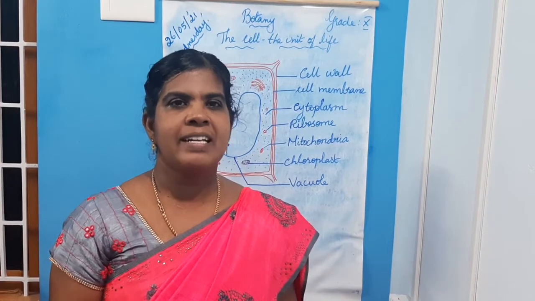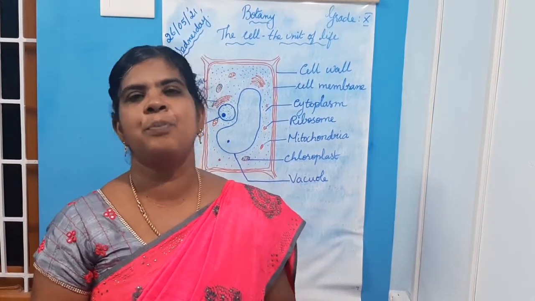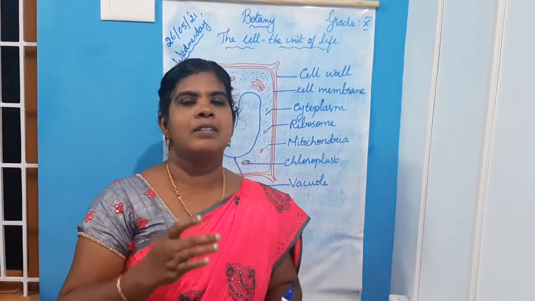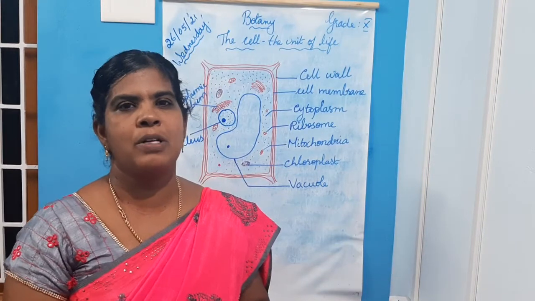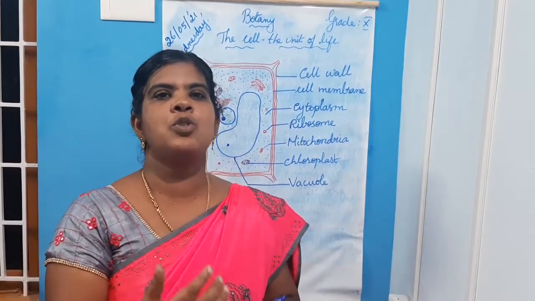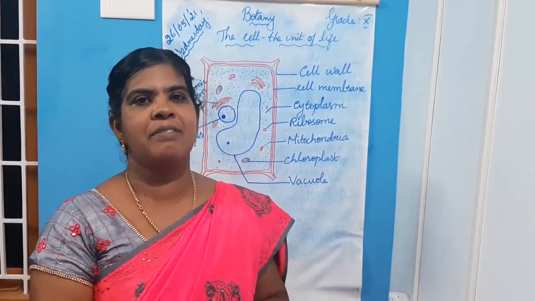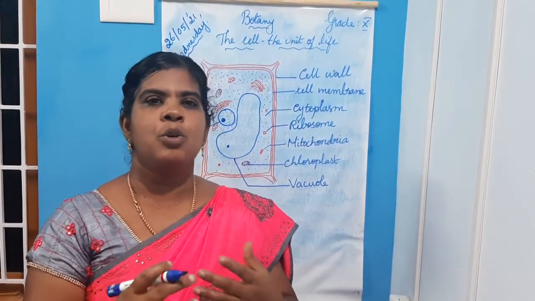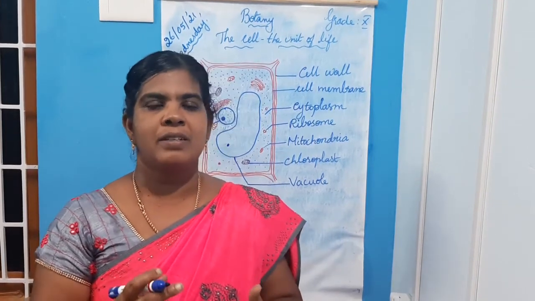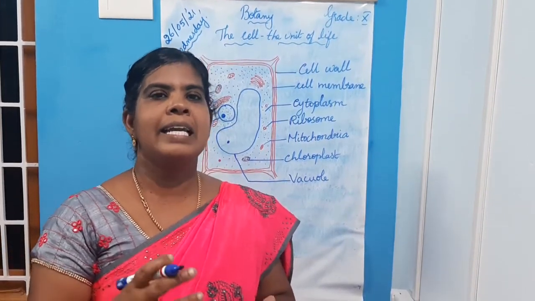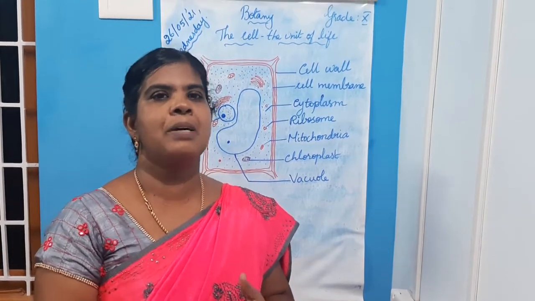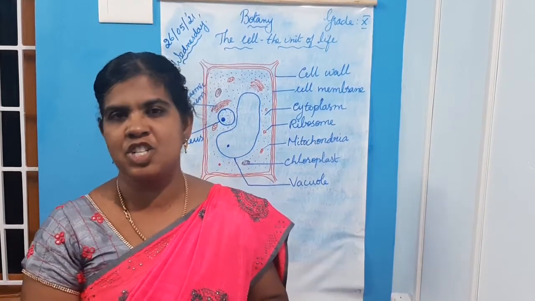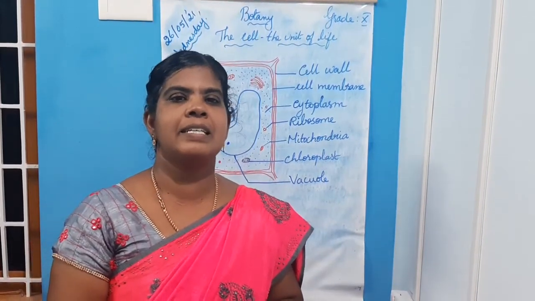Children, in the previous class we all learned about one of the life processes, that is reproduction. What is reproduction? It is the process of producing young ones. Flower is the reproductive organ in the flowering plant. You all know about the floral parts. What are the floral parts? Calyx, corolla, androecium and gynoecium. The male part of the flower is androecium. The female part of the flower is gynoecium.